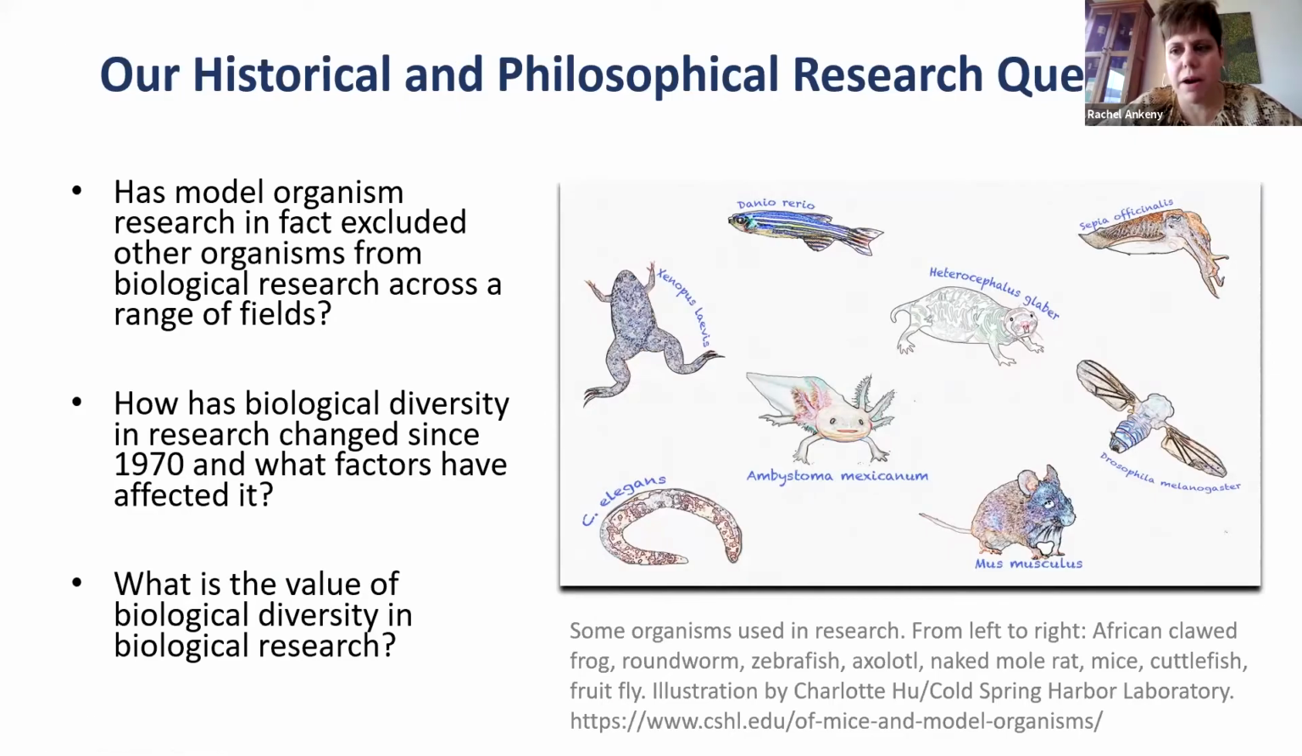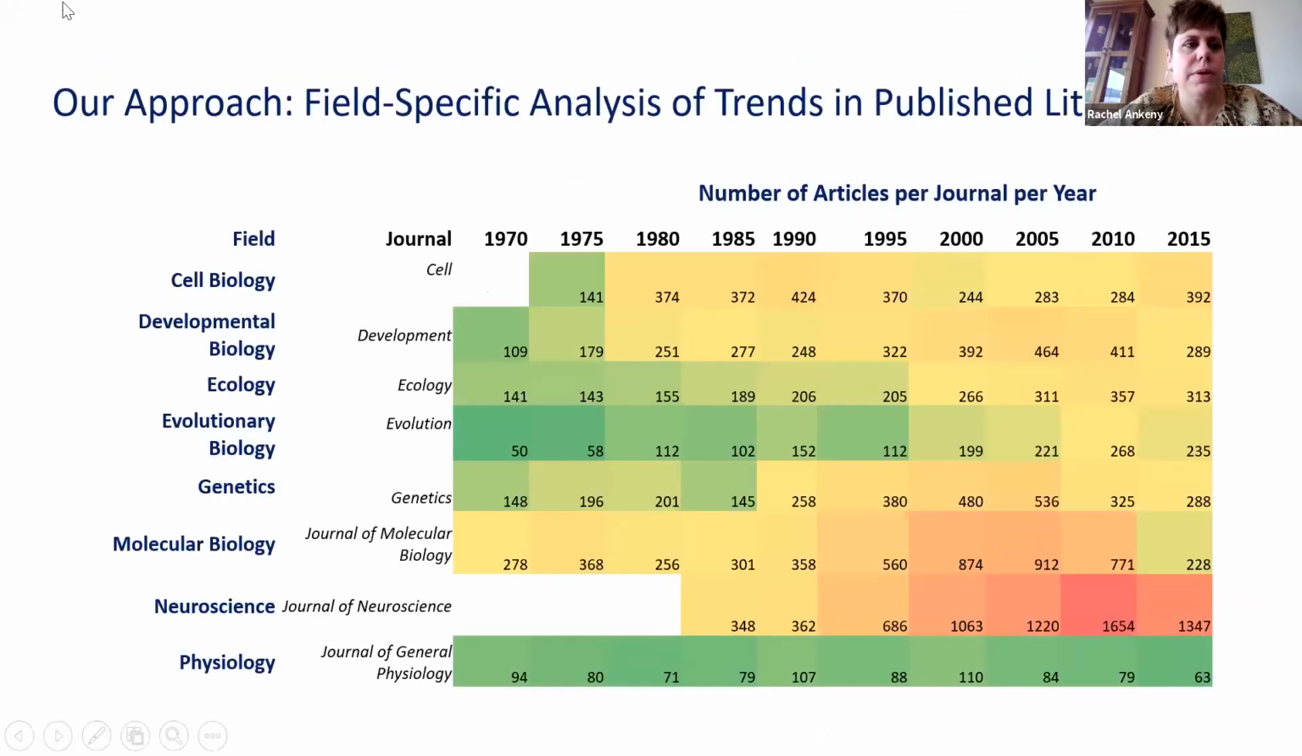Is it the case that model organism research has excluded consideration of other organisms? How has this changed or altered since the 1970s, and what factors have affected it at various points in the history? And then more generally, what is the value of biological diversity in this sort of research? How is it viewed? How is it understood? How is it enacted by scientists? And so how did we do this?